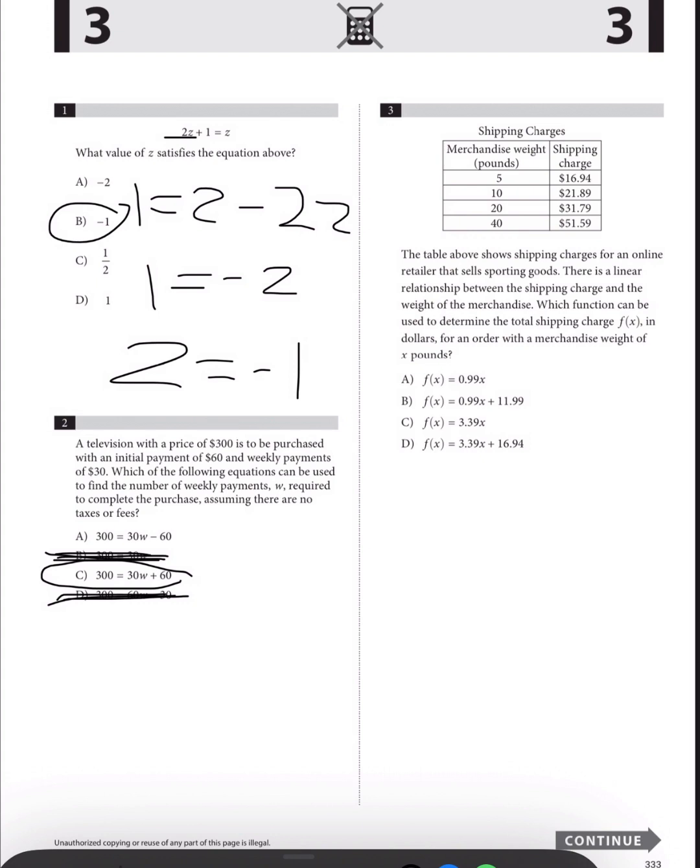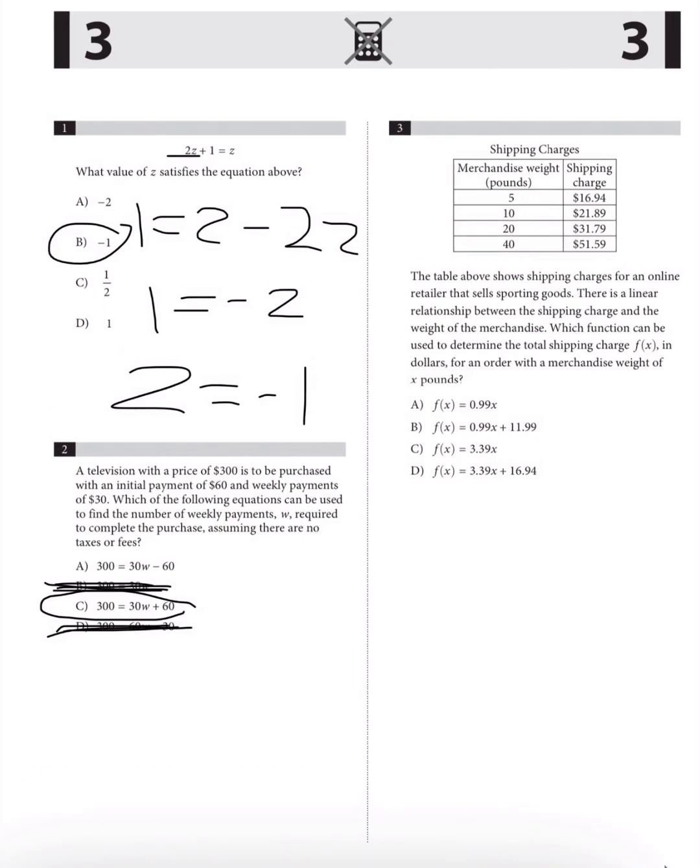Okay, question number 3. The table shows shipping charges for an online retailer that sells sporting goods. There is a linear relationship between the shipping charges and the weight of the merchandise. Which function can be used to determine the total shipping charge f of x in dollars for an order with merchandise weight of x pounds?